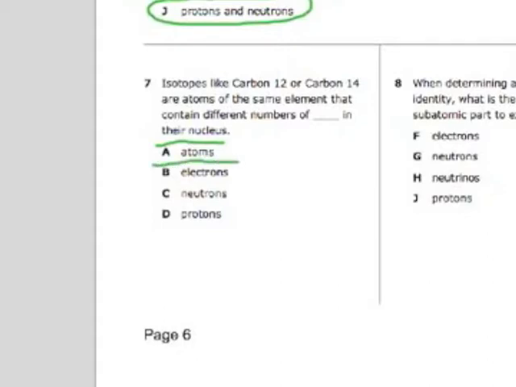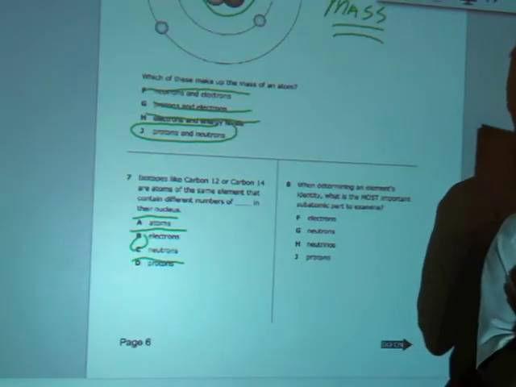Okay, C, neutrons in the nucleus. That's possible. Protons in the nucleus. I'm thinking, no. It's neutrons. If you're listening to me just a minute ago, you know it's nucleus or neutrons, okay? Yeah. Neutrons make up an isotope's differences, okay?